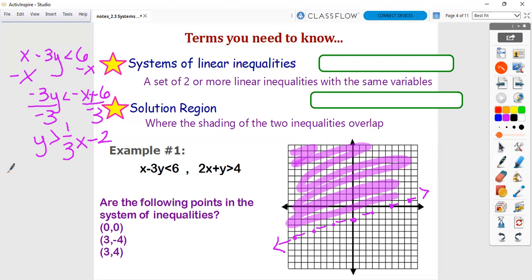So we have our second inequality, 2x plus y is greater than 4. We're going to go ahead and subtract 2x from each side. Y is greater than negative 2x plus 4. And we want to graph that now. So we're going to start up 4 on the y-axis. We have a slope of negative 2, so down 2, right 1, and continue that same pattern. Up 2, left 1 also.